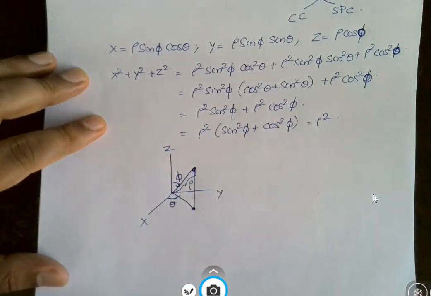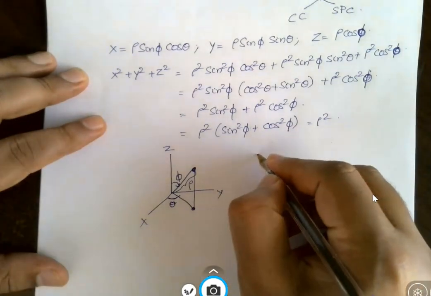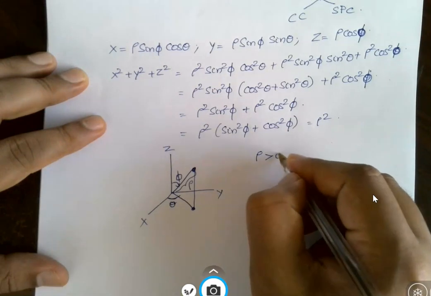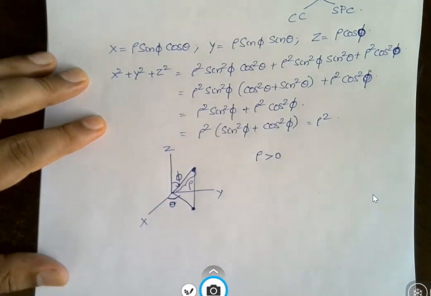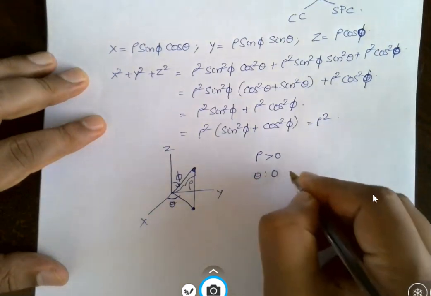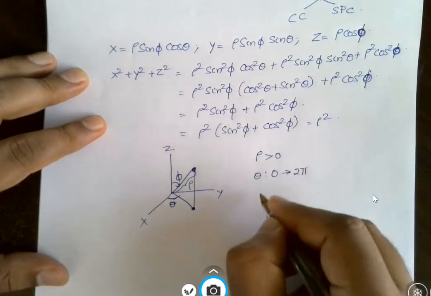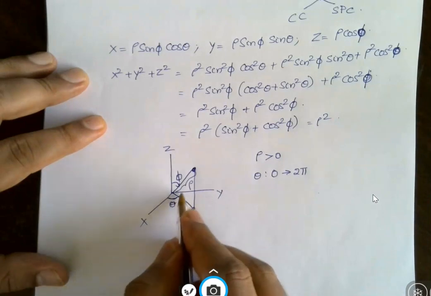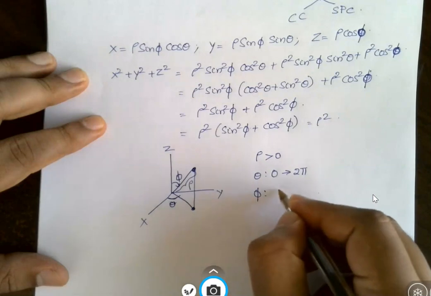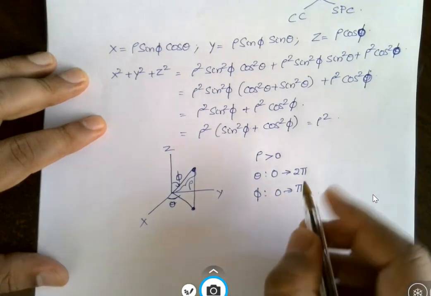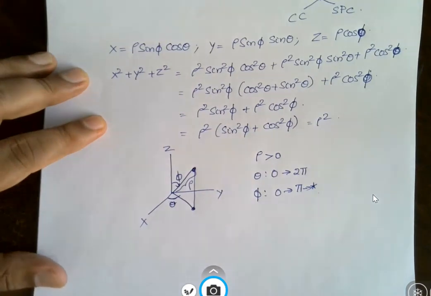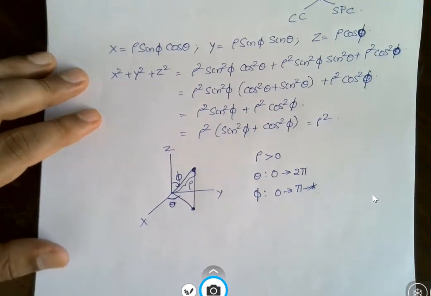Now remember, rho is a radius, so it has to be bigger than 0. If it is 0, then you're talking about no sphere at all. And theta can vary anywhere from 0 to 2 pi, a positive angle from the positive x-axis, and phi is going to be from 0 to pi. Now this is what is interesting: why is it pi and not 2 pi?